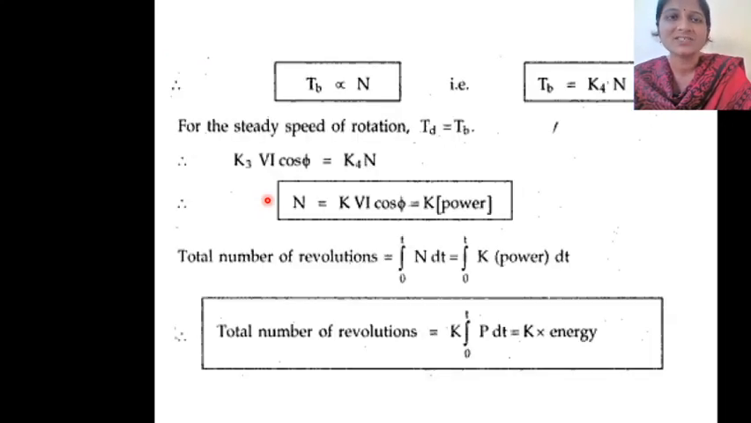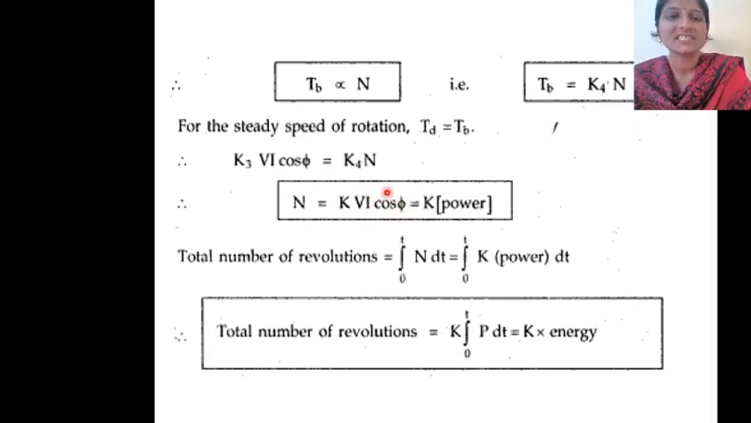That means it depends on the speed of the disk. So TV is proportional to N, that is TV is equal to K4 into N. At steady state, these two torques should be equal, that is driving torque should be equal to the braking torque. So this driving torque, kVi cos phi, is equal to K into N. That implies N is equal to kVi cos phi.